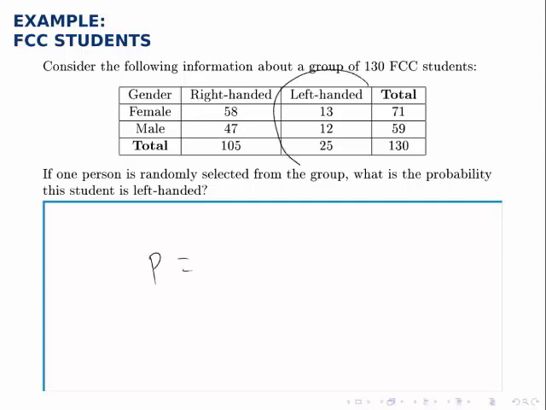If we go to the left-handed column, we notice the total there is 25, which again we could have gotten by adding the 13 and the 12. So there are 25 left-handed students, so 25 ways to select a left-handed student, and there are 130 total students all in all. So the probability of selecting a left-handed student is 25 divided by 130. Written as a decimal, it comes out to about 0.192.